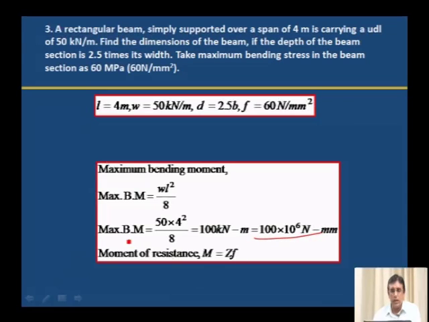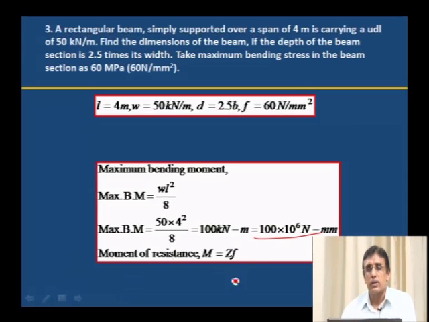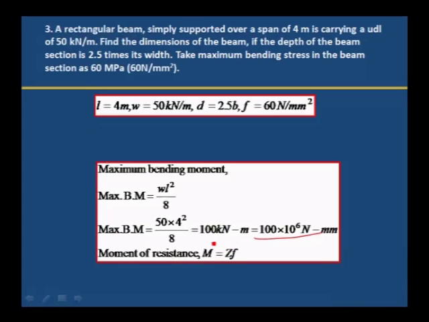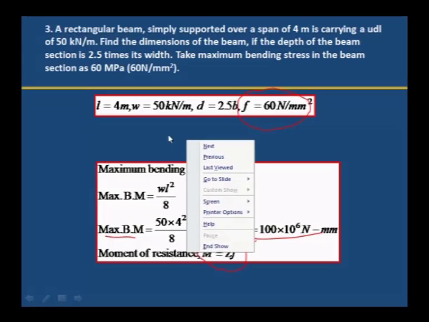Next we can equate this bending moment to Z into F. That is, the moment of resistance is given by Z into F, where Z is the section modulus and F is the bending stress, which is given as 60 newtons per mm square. We know the F value as well as the M value, since we are equating the moment of resistance to the maximum bending moment. With these known, Z is the only unknown that we can find out.